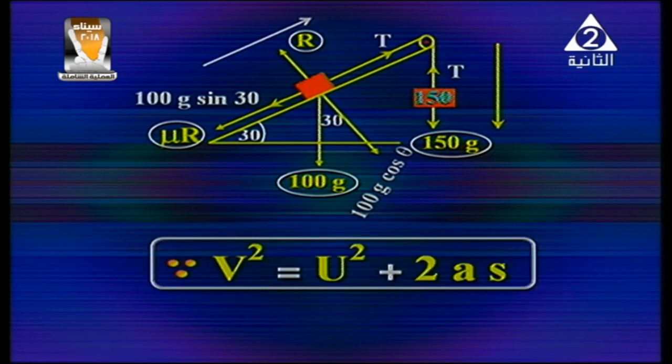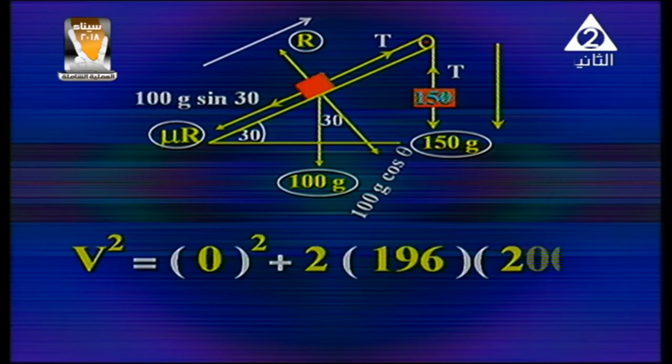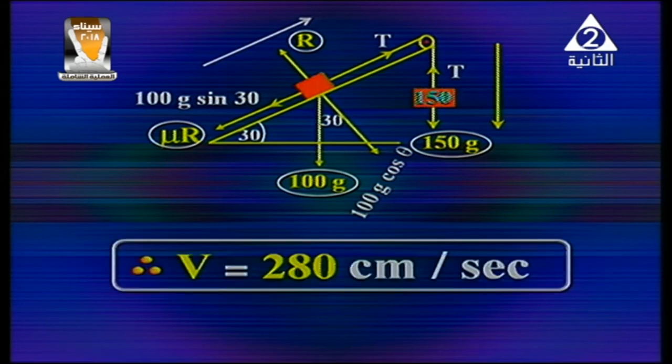Then v square equals v naught square plus 2as. Remember, dear student, v square equals, by substitution, u square, initial velocity equals 0, and 2as, s is 200, acceleration 196. Find the velocity v square. After that, we find the value of v by using the square root. Answer is v equals 280 centimeter per second.